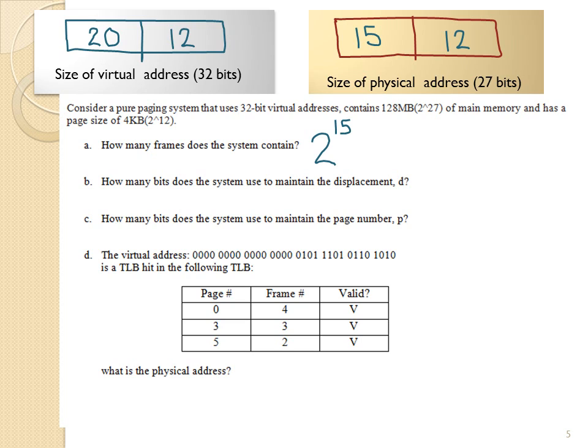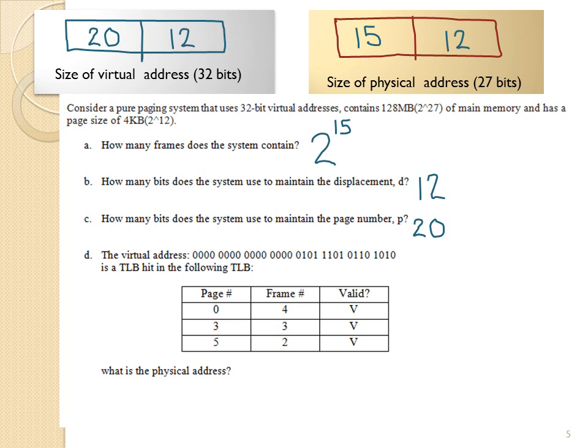How many bits does the system use for displacement? Displacement is the size of the frame or the size of the page. So if you have 4 kilobyte pages or 4 kilobyte frames, the displacement is going to use 12 bits. And how many bits are used for the page number? 20 bits are used for the page number. You have 2 to the 20 pages, all of size 2 to the 12.